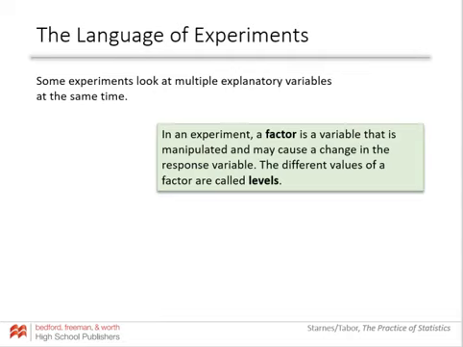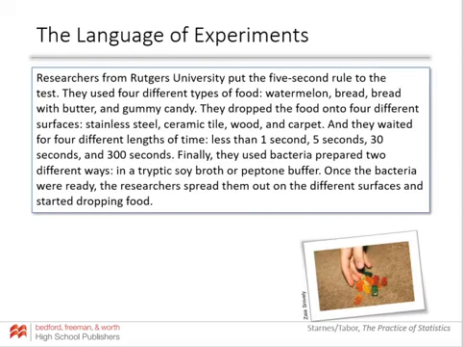Okay. Sometimes we have more than one explanatory variable. Sometimes we have different levels of that explanatory variable that we are looking at. So like in the vitamin D pill, we could give them a 200 milligram pill, a 500 milligram pill, something like that. Okay, so here we have an example where we're testing the 5-second rule.